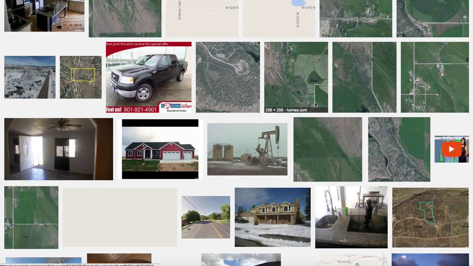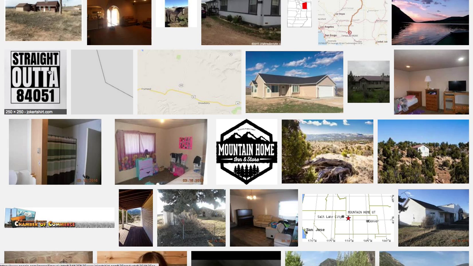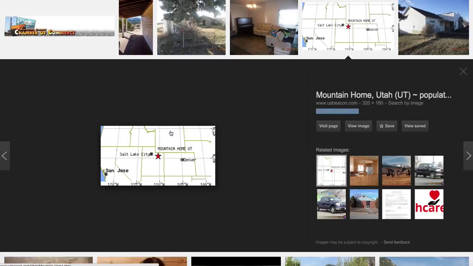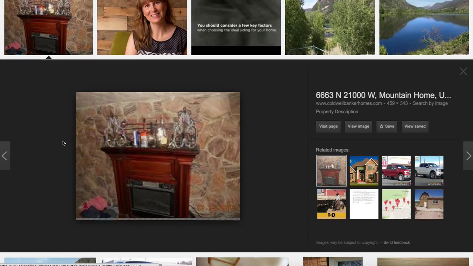A lot of real estate maps type pictures. Yeah, you get a lot of this type of stuff, which is just stock stuff that's everywhere. Let's look at a map to find out where exactly Mountain Home, Utah is. So it's to the east of Salt Lake City, pretty much parallel almost, it looks like.